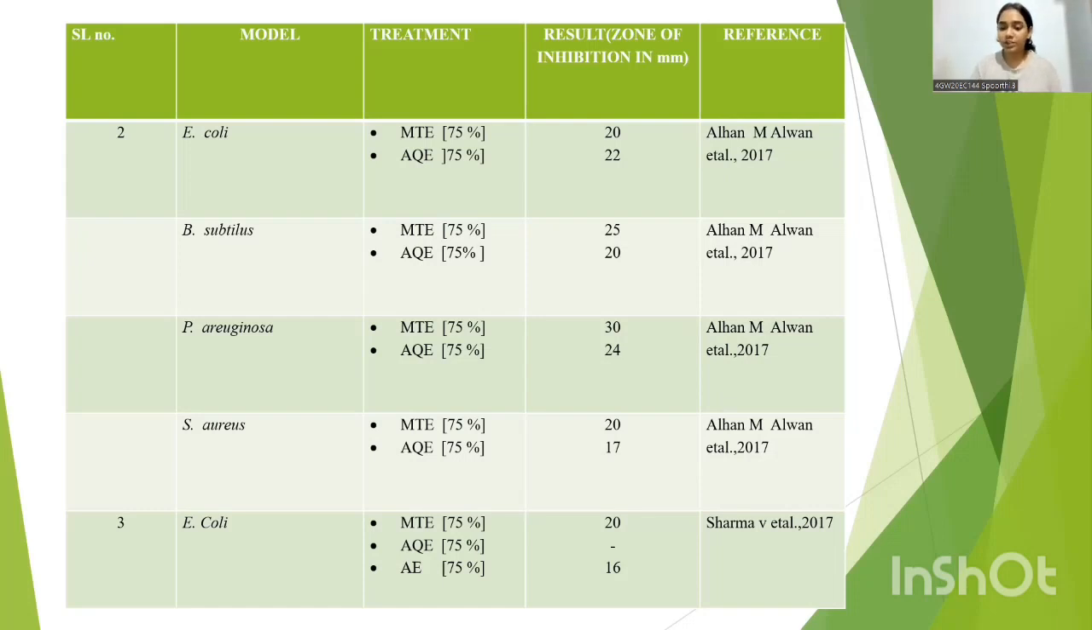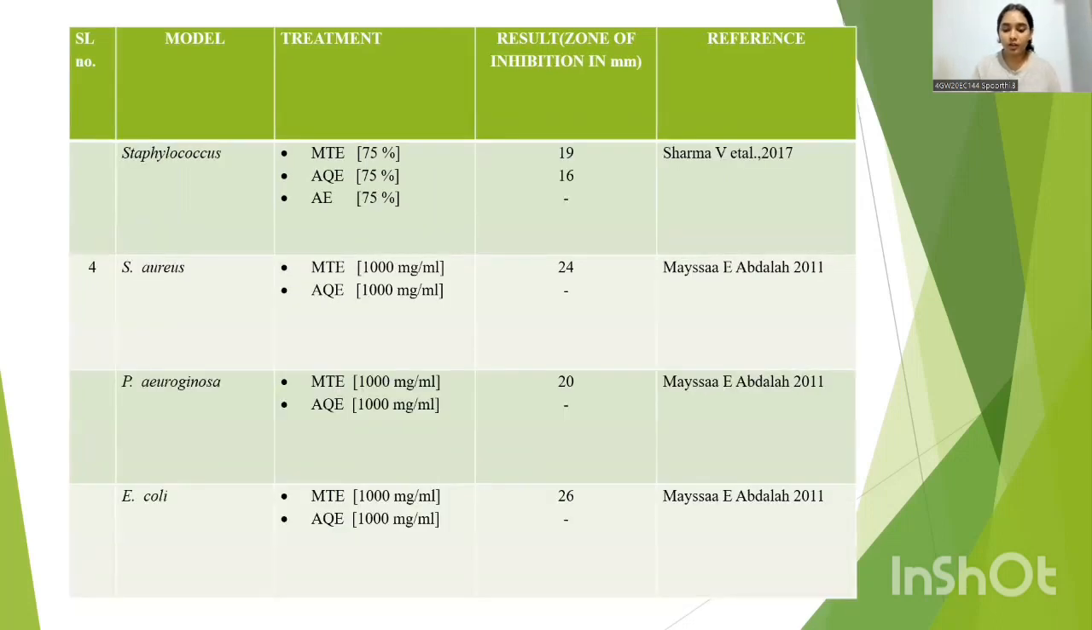In 2017, Sharma V. et al. studied the antimicrobial activity of fenugreek using 75% methanol extract in 100 milliliter. 20 millimeter was found to be the zone of inhibition. The aqueous extract gave zero zone of inhibition, whereas acetone extract showed 16 millimeter of zone of inhibition with 75% per milliliter extract. In Staphylococcus, the zone of inhibition was found to be 19 millimeter when 75% methanol extract was taken per 100 milliliter. The aqueous extract showed 100 millimeter of zone of inhibition, whereas acetone extract had zero zone of inhibition under a concentration of 75% per milliliter.